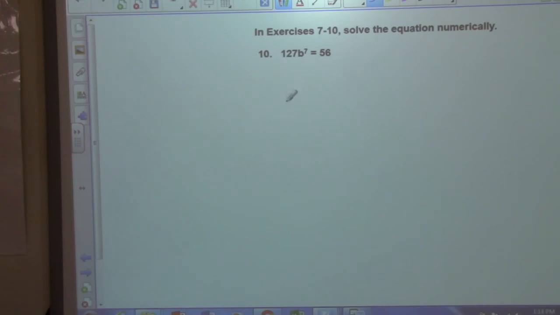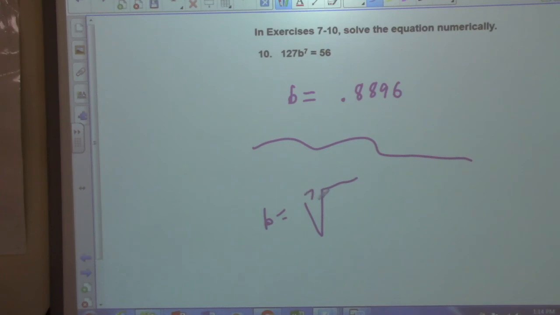Wait, Gordon, what was it that you said earlier? All right, might have messed up. Why don't you just tell us? Just say it out loud. I know I'm gonna get point something because it's gonna be less than 1. 0.8896. Any plus or minus for this one? No. Okay, so B is going to be equal to the 7th root of 56 over 127, which is going to be this right here.